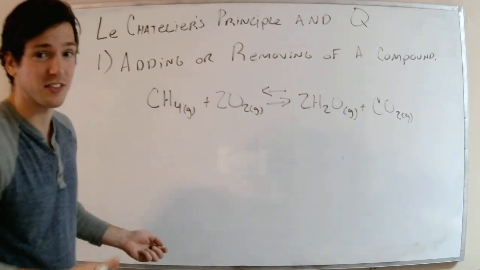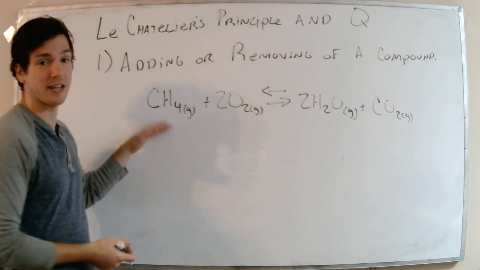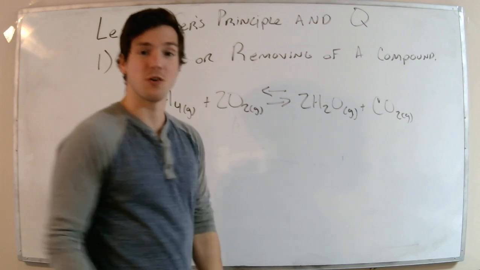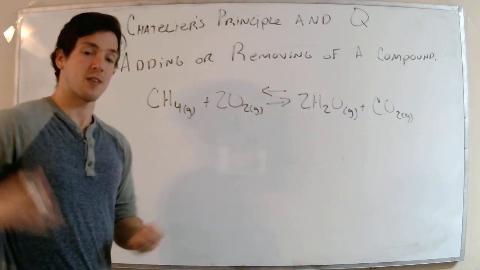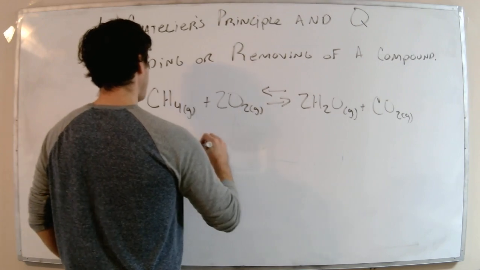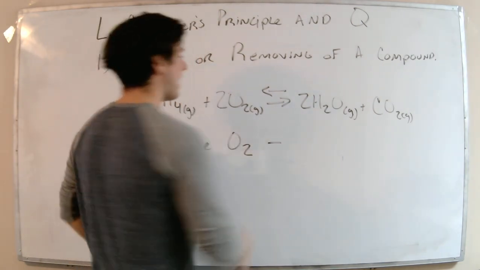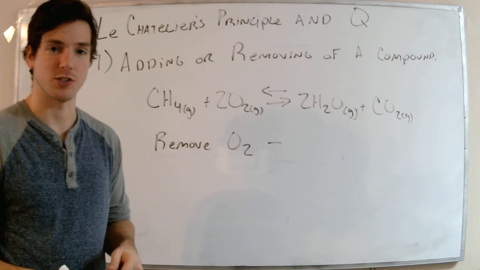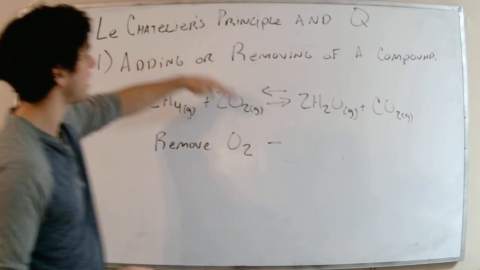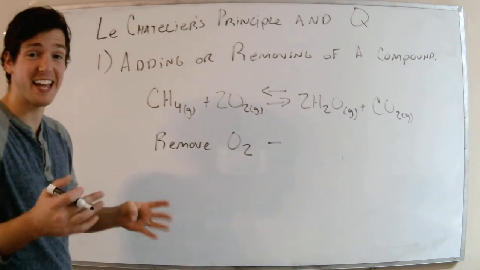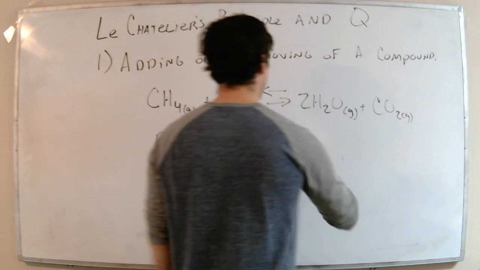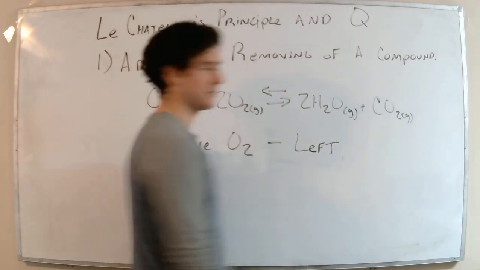So that's all this is. We're changing the concentration. Maybe we're diluting something. Maybe we're dehydrating something. And it's going to shift our reaction one way or the other. So let's say that I remove some O2. How is that going to shift my reaction? Is it going to shift right, or is it going to shift left? Well, if I take away O2, this reaction is going to say, hey, I need to make some more of that. Let's shift this reaction left.